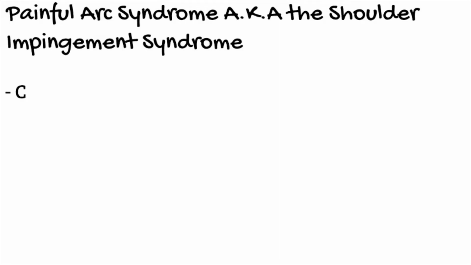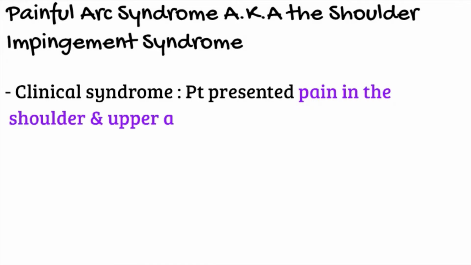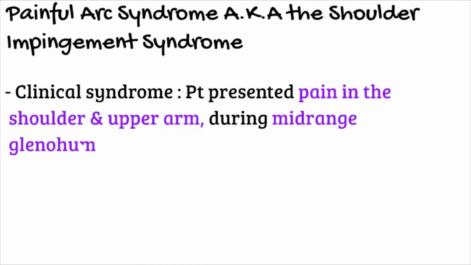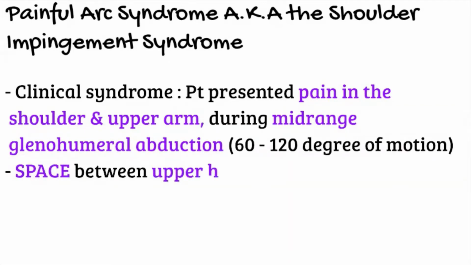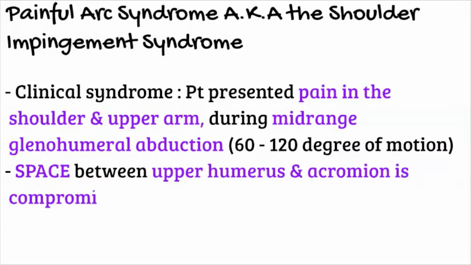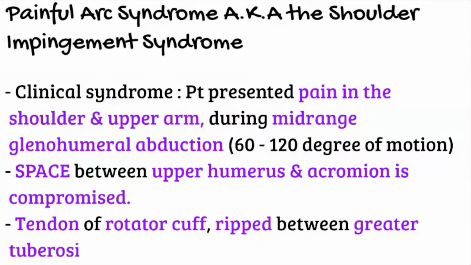Painful arch syndrome, also known as shoulder impingement. In the clinical syndrome, the patient presents with pain in the shoulder and upper arm, usually during mid-range glenohumeral abduction, around 60 to 120 degrees of motion. The space between the upper humerus and acromion is compromised. The tendon of the rotator cuff is ripped between the greater tuberosity and acromion.